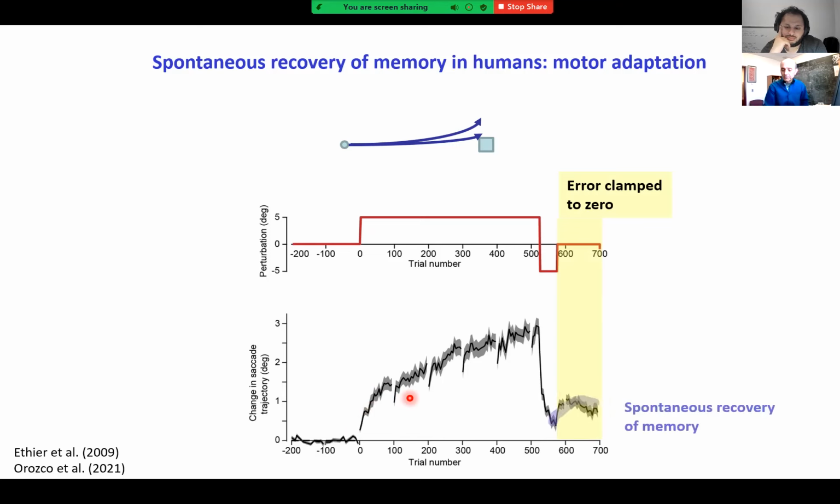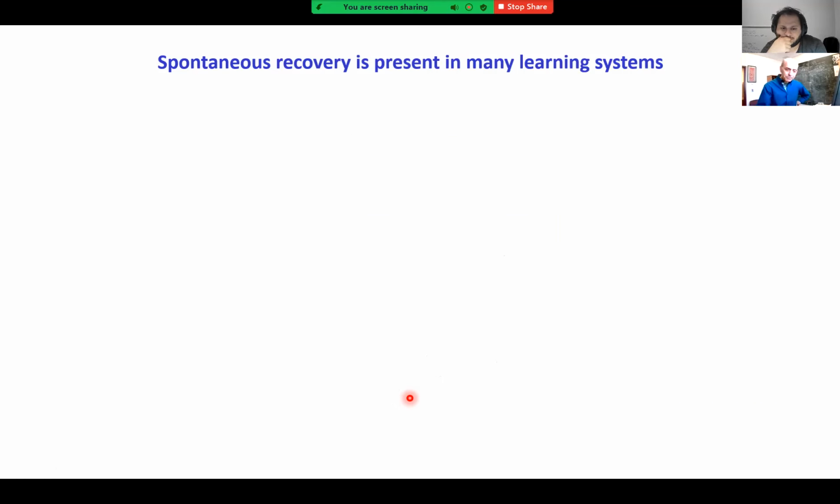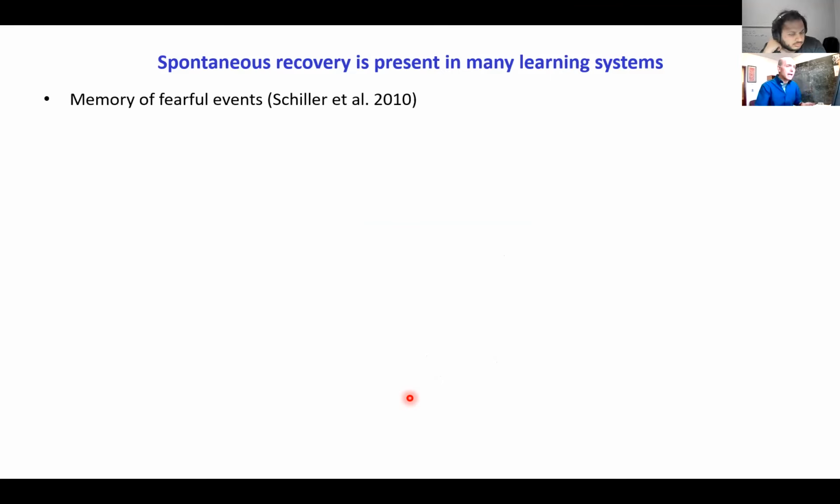So you see this spontaneous recovery memory, even in humans, in the simple adaptation task. As I mentioned to you, this concept of spontaneous recovery, the idea that unlearning is hard, is true in lots of things. For example, memory of fearful events. If something happens that causes this anxious moment in your life, you fear it, and then for the next 15 times, it doesn't give you that anxiety. Nevertheless, with passage of time, one can still have this recovery of that memory of the fearful event.